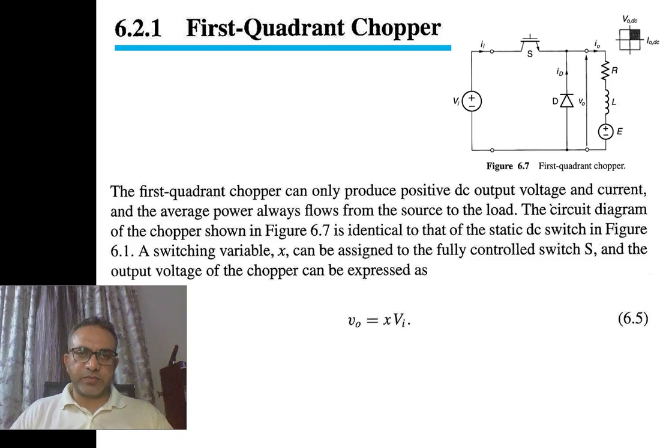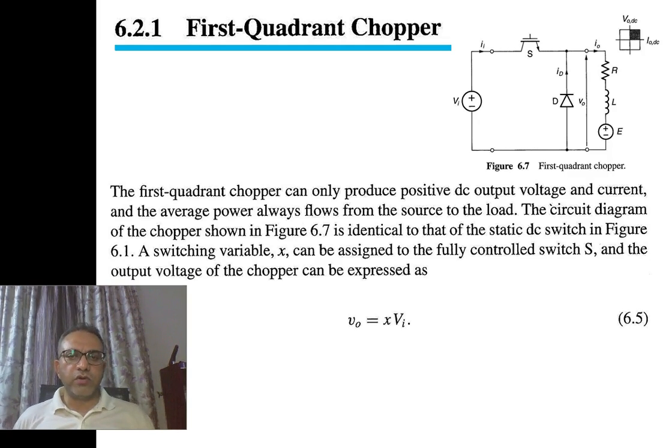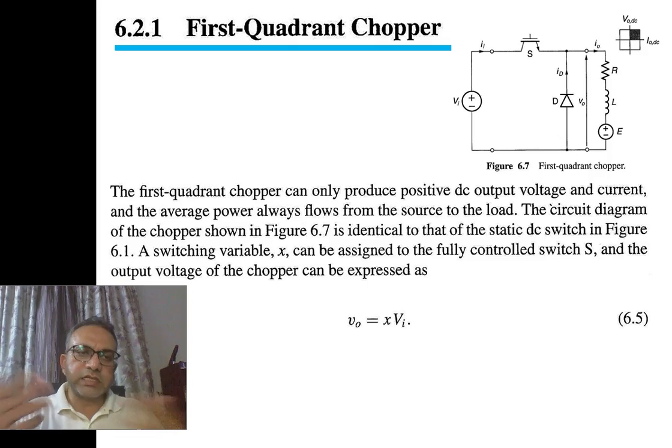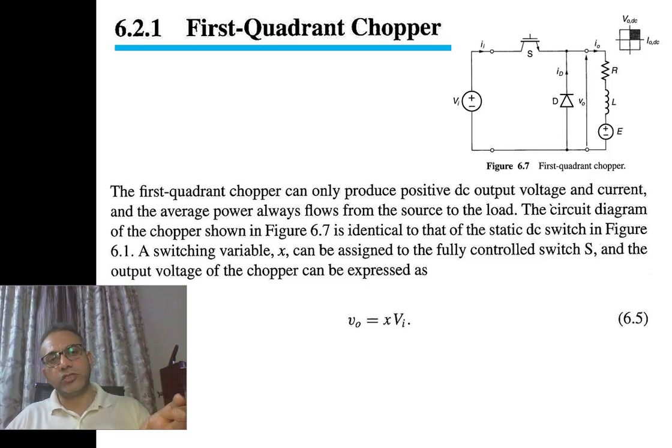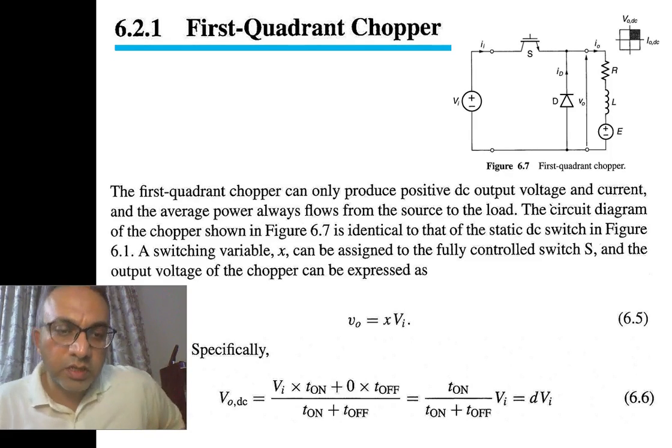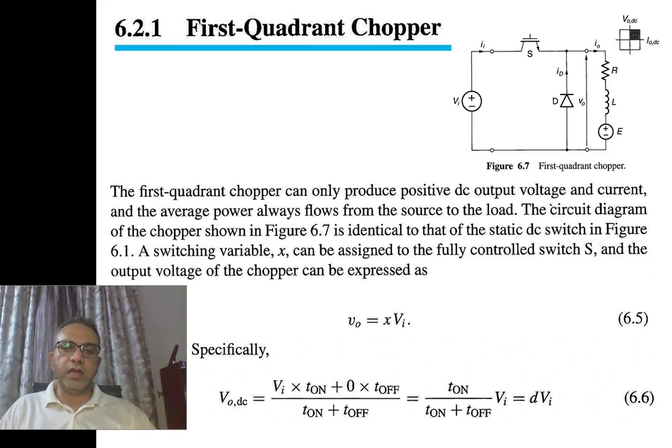A switching variable X, which describes when switch S is open and when it is short circuit, can be assigned to the fully controlled switch S, and the output voltage of the chopper can be expressed as V out equals X, the switching function, times the input voltage, equation 6.5. This is the same as the modulation index. When switch S is short circuit, all the input voltage is available at the output. When switch S is open, the output voltage is 0. So the DC output voltage is equal to T on divided by T on plus T off times the input voltage, which is expressed as the duty cycle multiplied by the input voltage, equation 6.6.